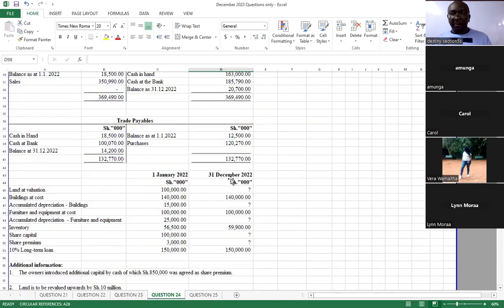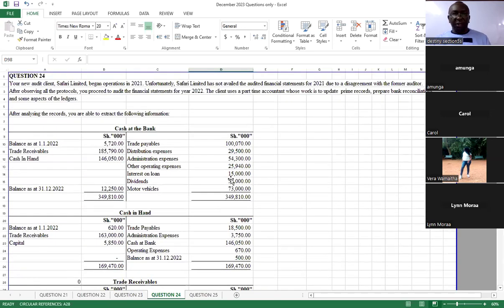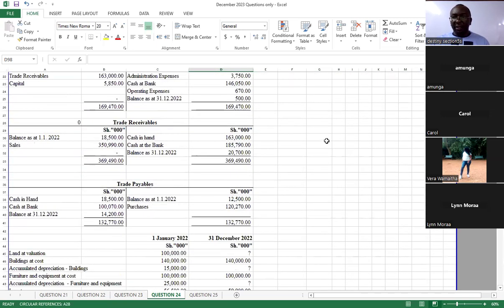So I believe we are there. You can unmute and speak if there is need. Okay, so if we are there, I believe you can see my screen clearly.